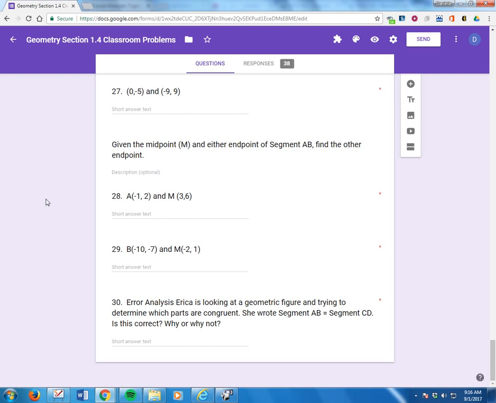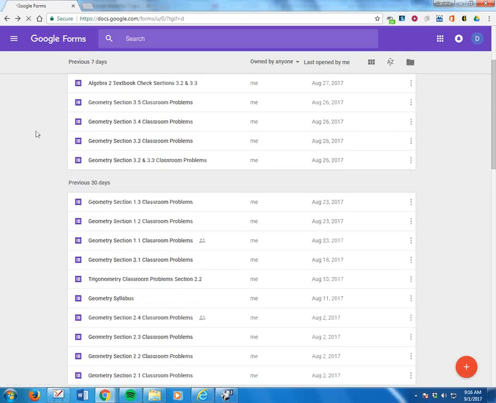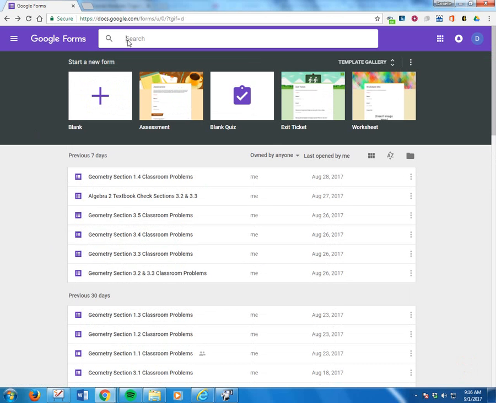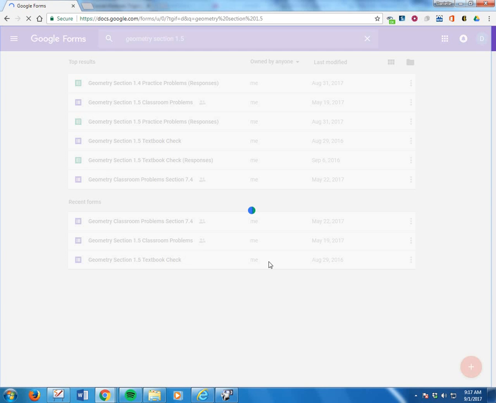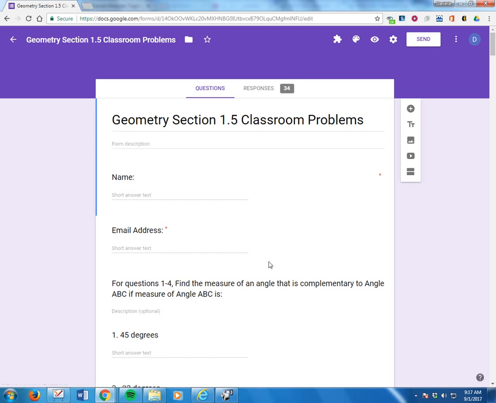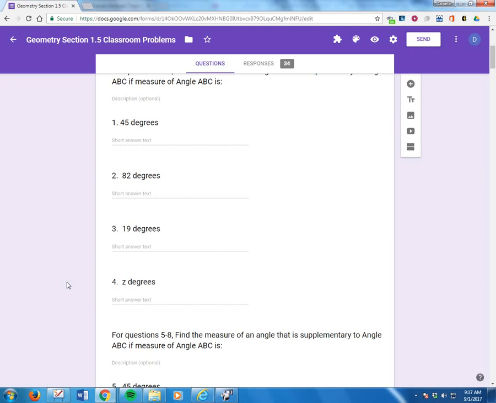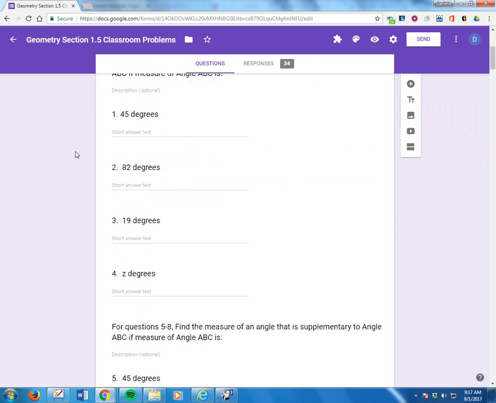That help? Yeah. Okay. So let's go back and look at 1-5. Okay, we're talking complementary, supplementary, vertical here. Measure of an angle that's complementary to 45. What's complementary angles? Equals 90. So 45. Now this is measure of an angle that's complementary to 82. Should be 90 minus 82. So 8 degrees.